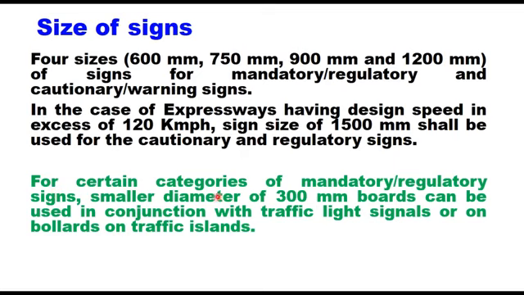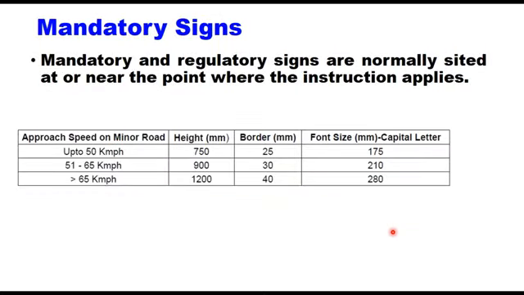For certain categories of mandatory and regulatory signs, smaller diameter 300 mm boards can be used in conjunction with traffic light signals or on bollards on traffic islands. The mandatory signs and regulatory signs are normally sited at or near the point where the instruction applies. And these are the dimensions of mandatory signs.